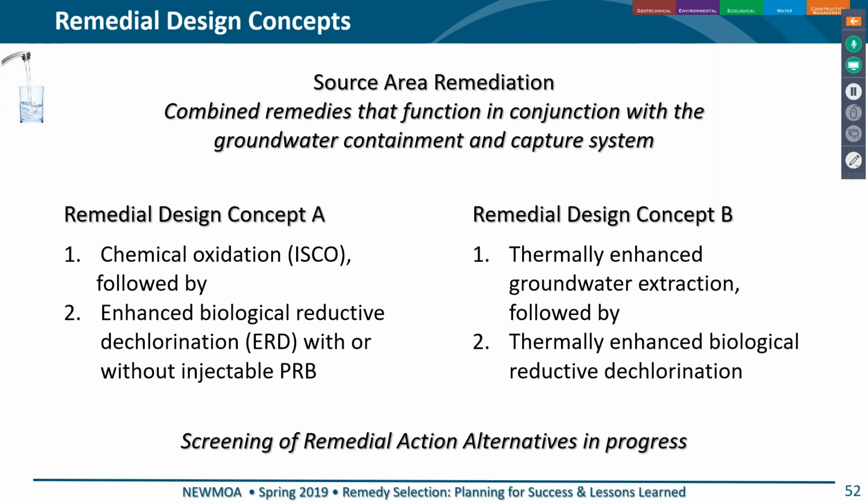So this is totally in progress. I'm not even sure that these are the right combinations, but we do know that whatever we do, it has to also involve the pump and treat system. So, there's the big challenge.